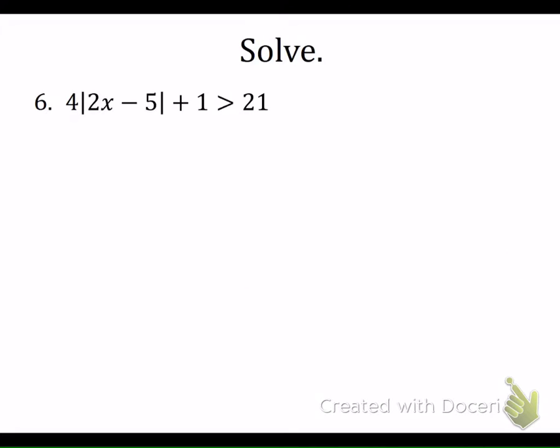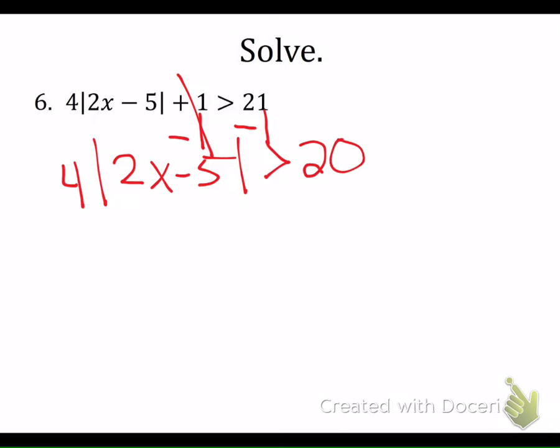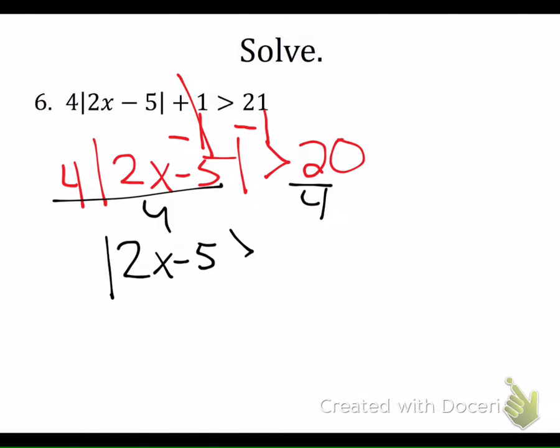Number 6, final example of the day, then I'm going to give you your homework. What should I do? Whoa. You do not distribute over absolute value. You need to subtract the 1 first. So we have 4 times the absolute value of 2x minus 5, greater than 20. Now what? Divide by that 4, good. So we have the absolute value of 2x minus 5 greater than 5.